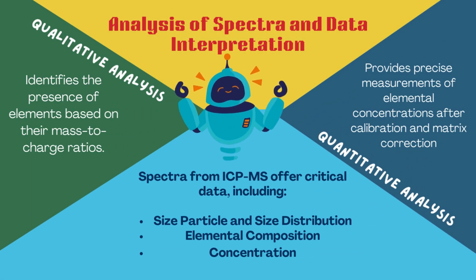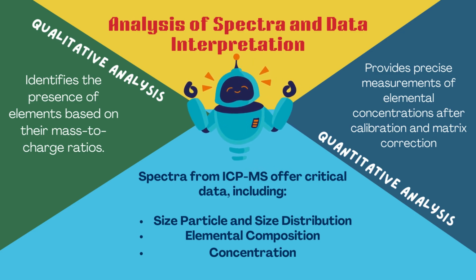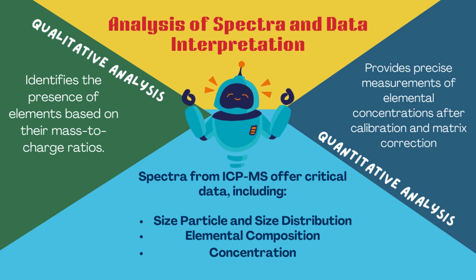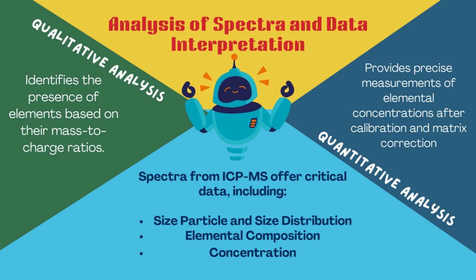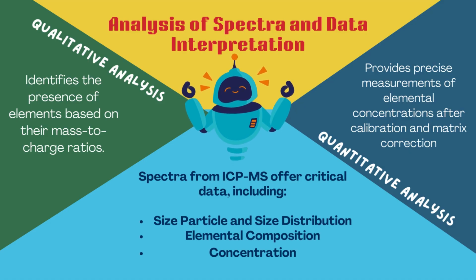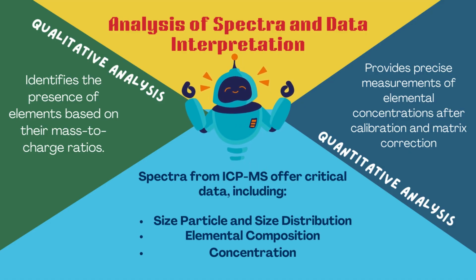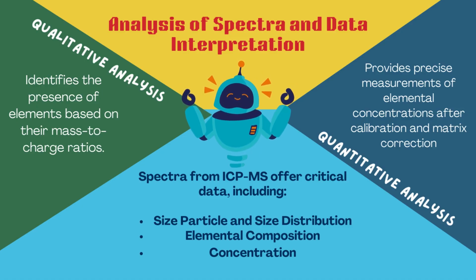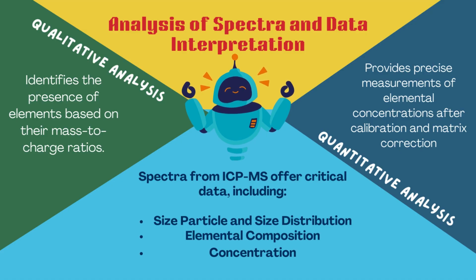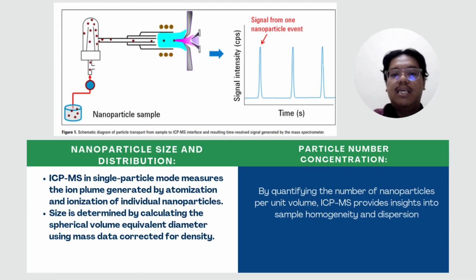We will explore how spectral analysis helps identify and measure elements in samples using qualitative and quantitative analysis. Qualitative analysis tells us what elements are present using their mass to charge ratios. Techniques like ICP-MS make this fast and precise. Quantitative analysis measures how much of an element is present, which is key for research and safety applications. As we know, ICP-MS can give data about the nanoparticles and size distributions, and also the particle number concentration.